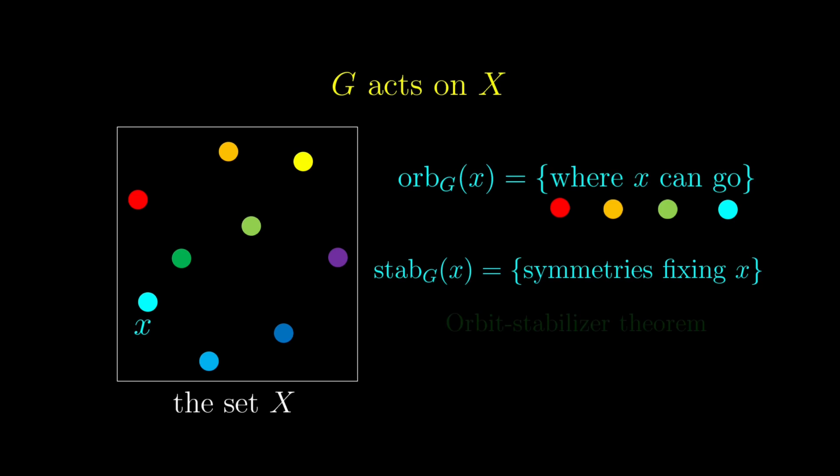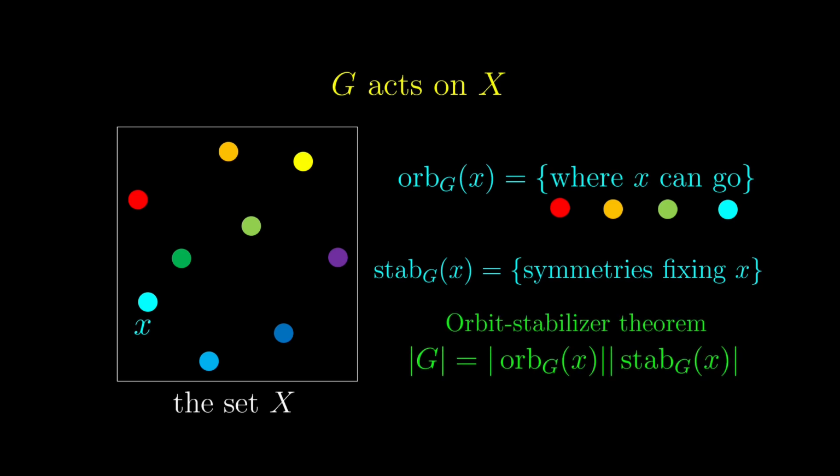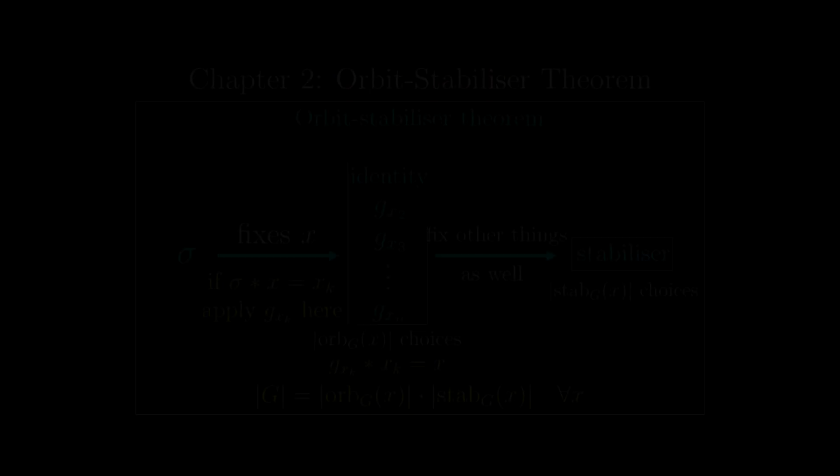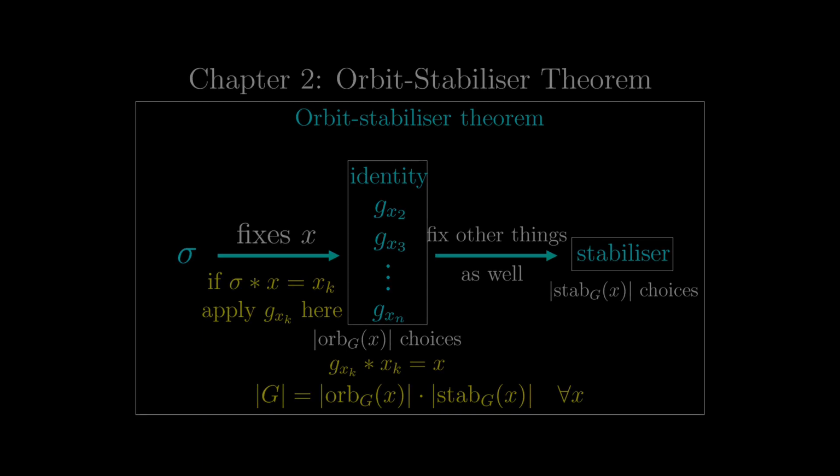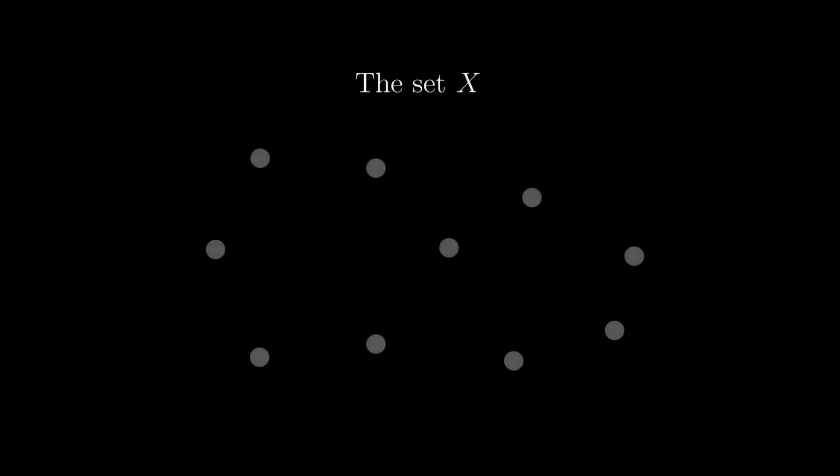The orbit stabilizer theorem simply states that the product of the sizes of the orbit and the stabilizer is the size of the whole group. The proof is basically this flowchart, which is fleshed out with much more detail in this video. Here is one simple fact about orbits that we will need.